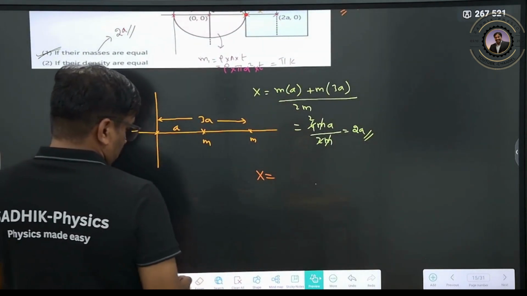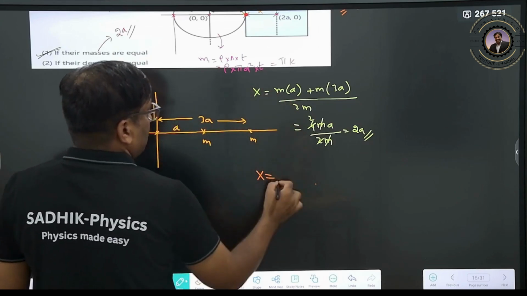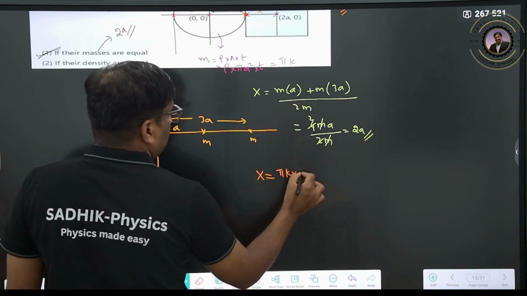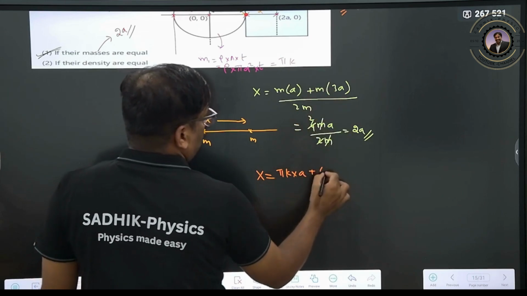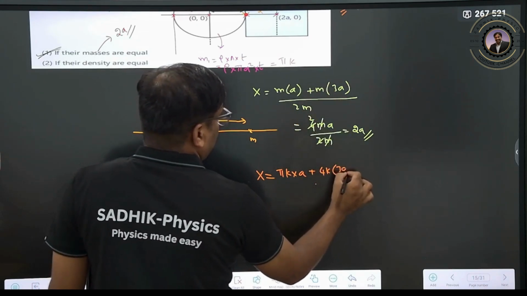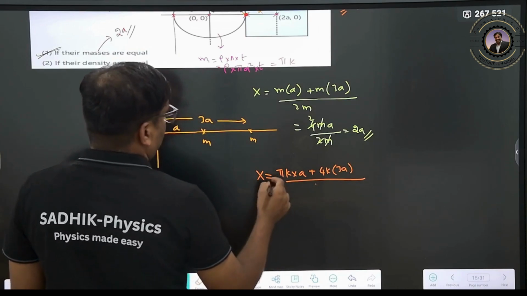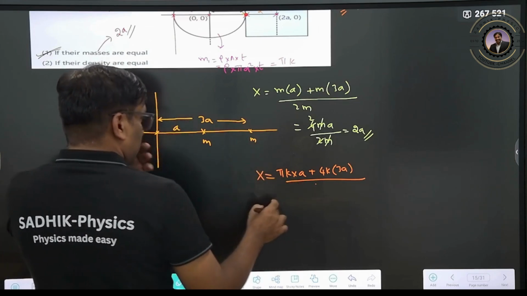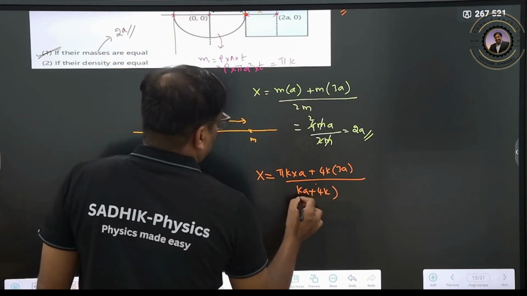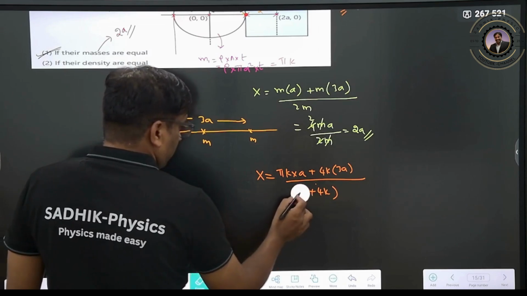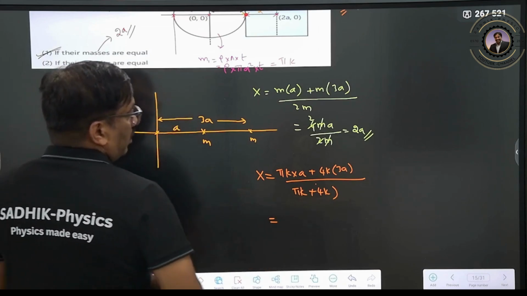So we can rewrite it: m1 is pi k, into distance a, plus m2, which is 4k, into distance 3a, divided by the total mass, which is pi k plus 4k.